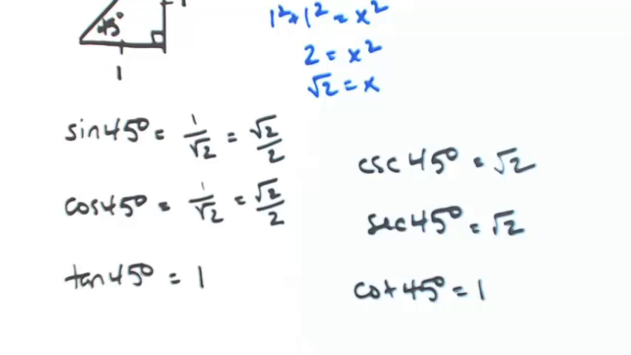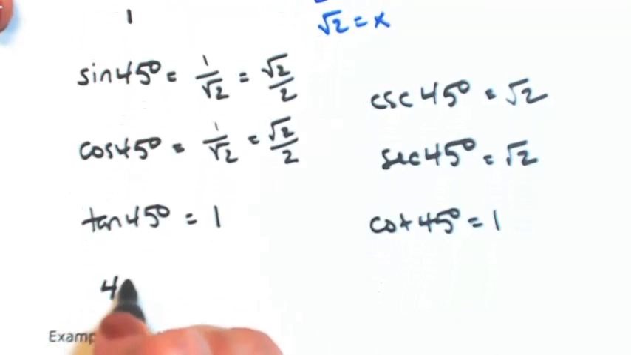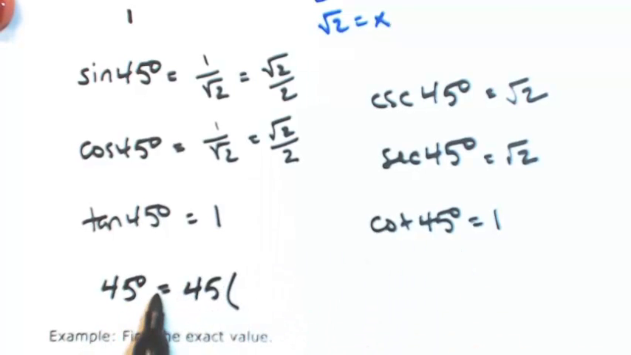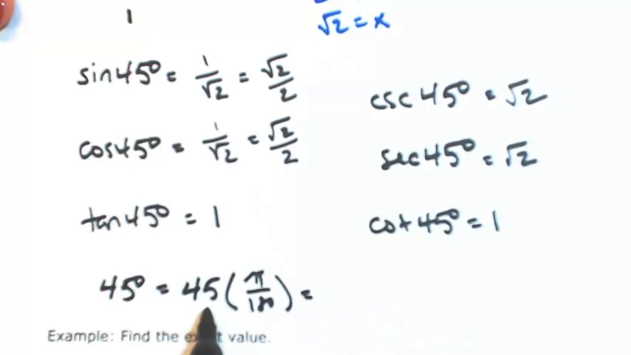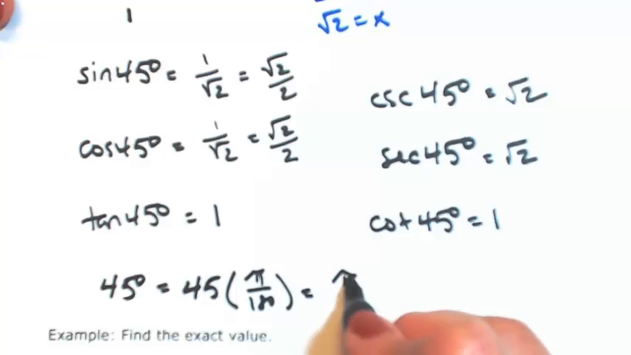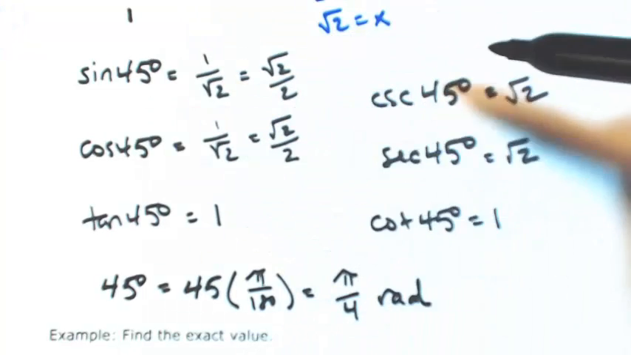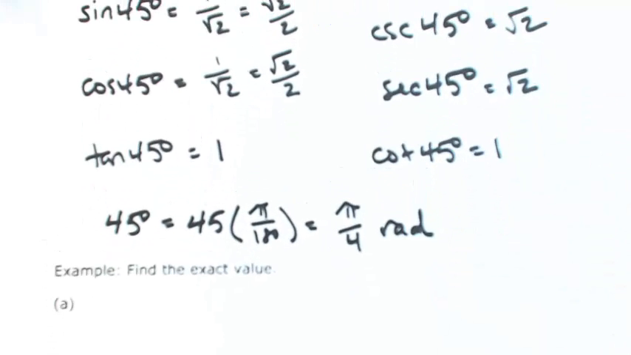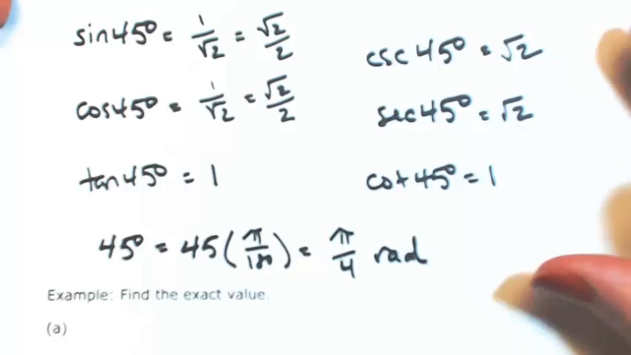I did this for 45 degrees, but keep in mind that this could have been done in radians. If I want to convert 45 degrees into radians, I would multiply 45 by 1 degree, which is pi over 180. 45 into 180 is 4, so this is the same thing as pi over 4 radians. So you can replace all these 45 degrees with pi over 4. Let's do a couple examples using these values, because these are going to be really used a lot. So we need to get comfortable with this.